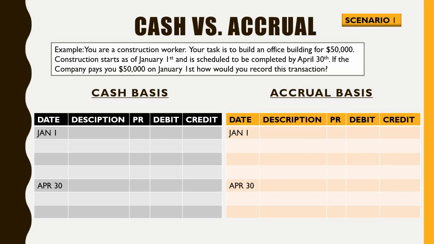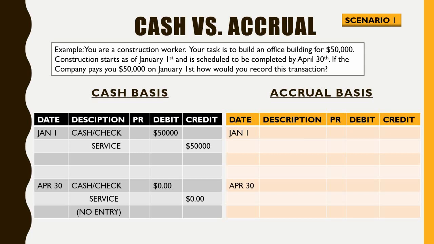If you're on a cash basis, you received cash. Even though you haven't completed the job yet, you still received the cash. So you're going to record that you received the cash for $50,000 for the service, even though you haven't completed it yet. And then in April, how are you going to record it? Well, you already received the cash, so no recording is necessary because you already received the cash for the service. So that's cash basis. In April, you don't care.